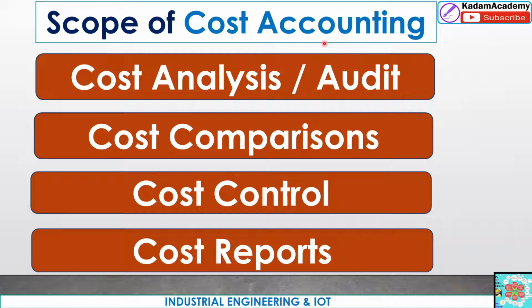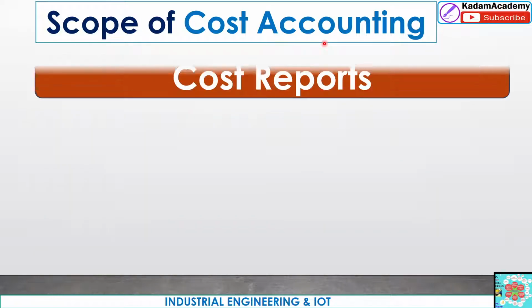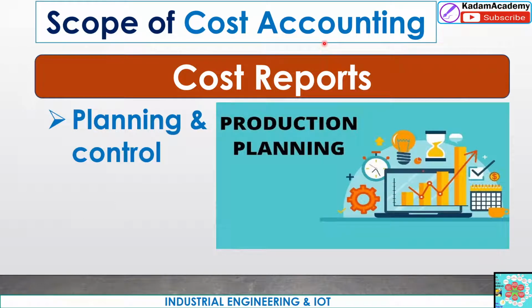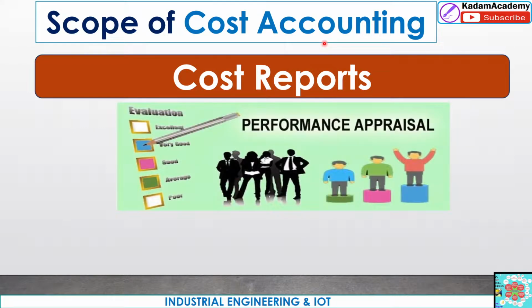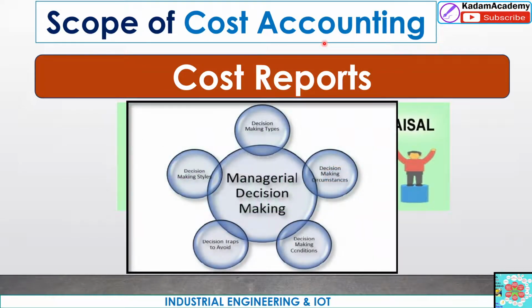The last scope of cost accounting is nothing but the cost reports. The presentation of this cost is ultimately a function of cost accounting, and these reports are primarily for production planning, or you can say performance appraisal. These report forms are used for performance planning, production planning and control, and managerial decisions. For this purpose, these are used.